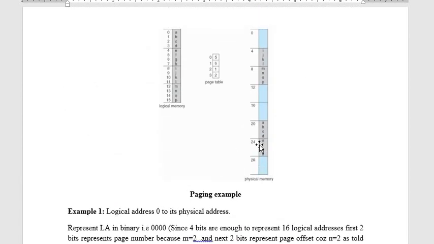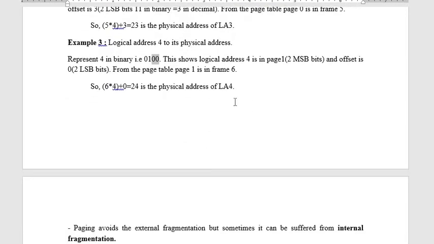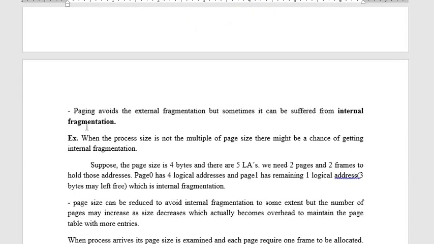It is E. Okay, 24 is the logical address of 4. So 4 is the logical address, and its corresponding physical address is 24. Hope you understood this. So the next point regarding the paging concept is that paging avoids external fragmentation, but sometimes it can suffer from internal fragmentation.